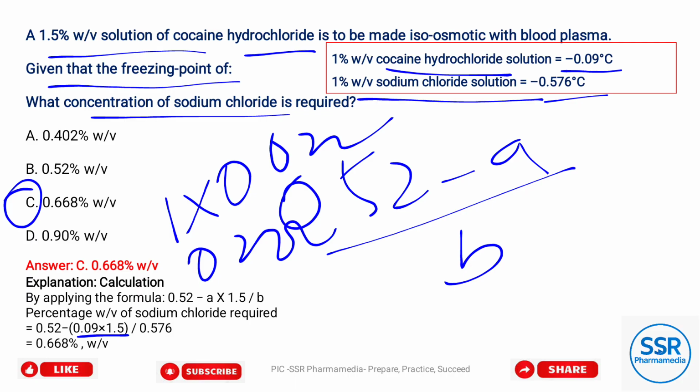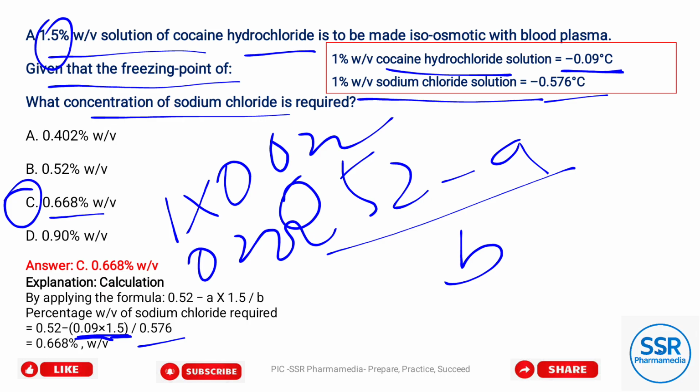But here it is 1.5%. So 0.52 minus the freezing point depression of 0.09 into 1.5, divided by the sodium chloride freezing point depression 0.576. So the answer is 0.668.